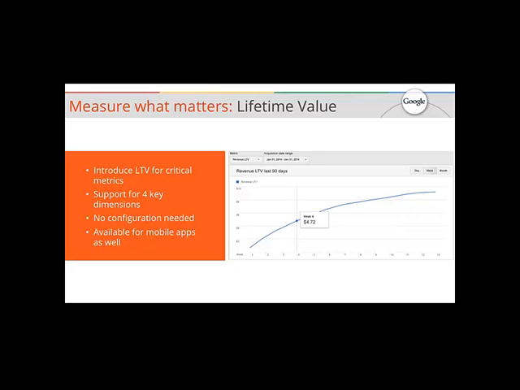So this is again something which is available in Google Analytics across web, mobile app, all of it.